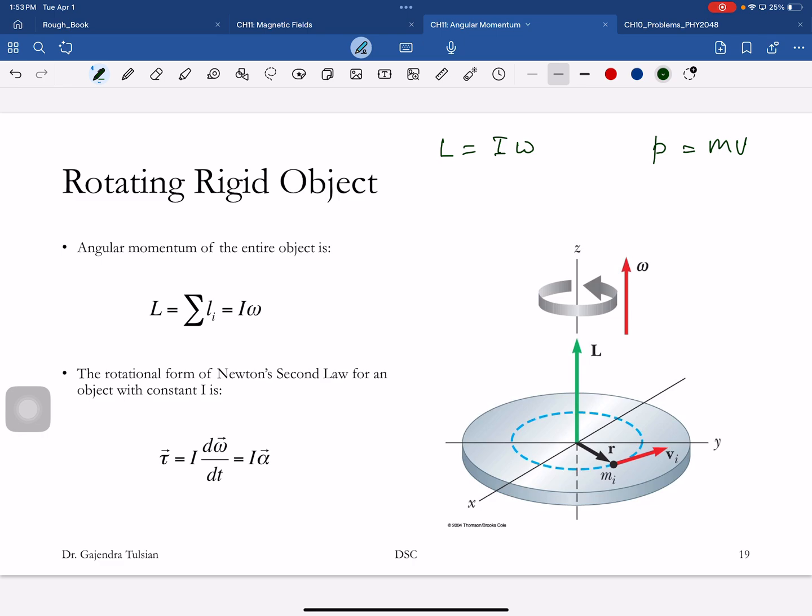So the angular momentum is I times omega, and torque is I d omega by dt. This is I times alpha as long as I is not changing. Just like F equal to dp by dt was equal to ma when mass was constant, similarly, torque is dL by dt, and that's equal to I times alpha as long as I is not changing.